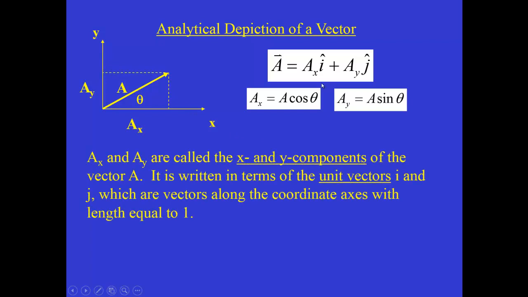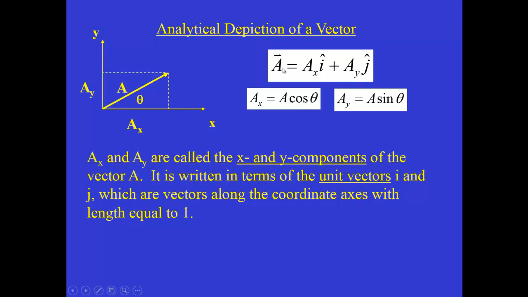Then, in addition, we can write down the vector A using what's called unit vector notation. The quantities i hat and j hat are vectors that have length 1 and that lie along the two coordinate axes. So i hat is a vector of length 1 that lies along the x direction, and j hat is a vector of length 1 that lies along the y direction.